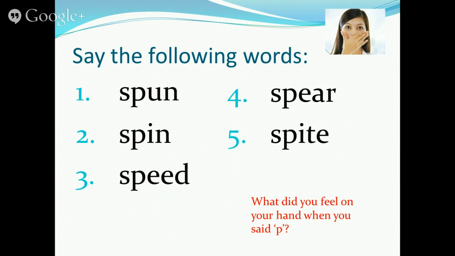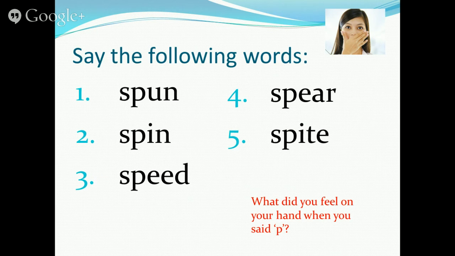Now, try this. As you say each word with your hand 1 inch away from your mouth, see what you feel on your hand when you say P. Spun, spin, speed, spare, spite. Now, you should have felt either no wind or very little wind.